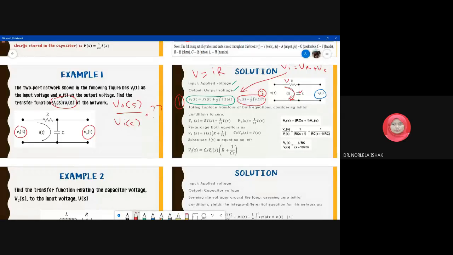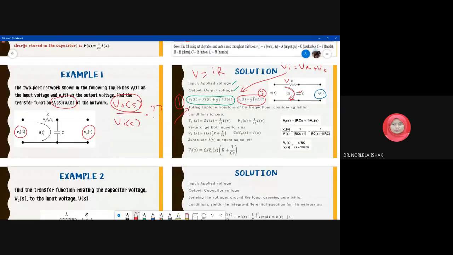So the capacitor voltage we have to derive in terms of V naught. In our transfer function, we want to define V naught. So you have to simplify your capacitor voltage into V naught. Let me see the next one.